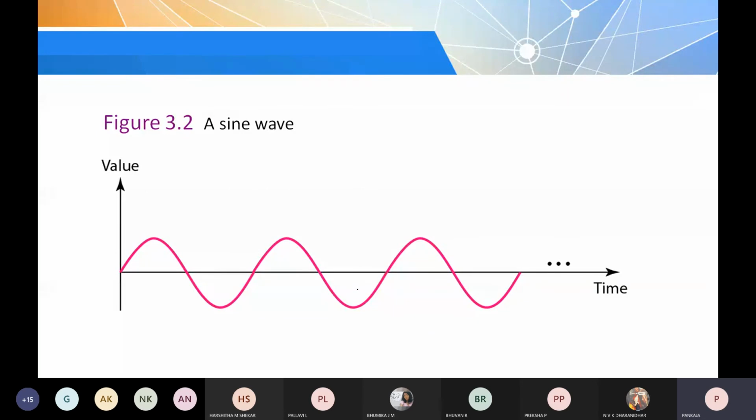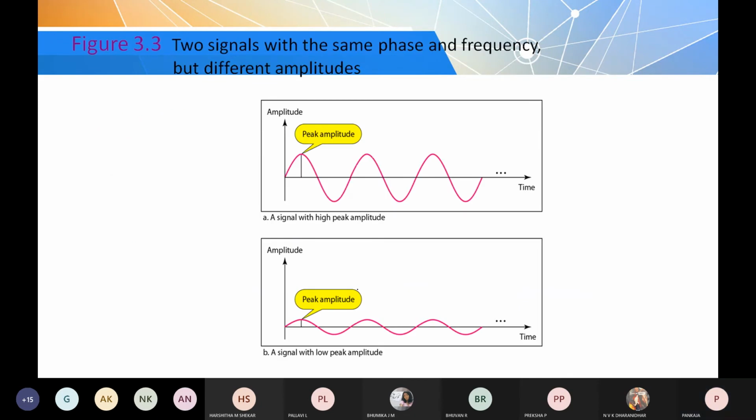So how do we represent the sine wave? This is how an analog signal looks. It is just a simple sine wave. Here you can observe the amplitude of the signal. How are you going to measure it? This is the amplitude of the signal. Peak amplitude indicates the highest intensity, so that value is indicated as the amplitude.